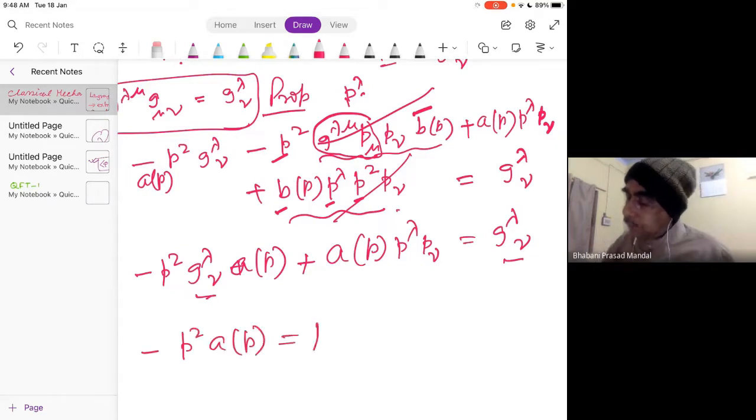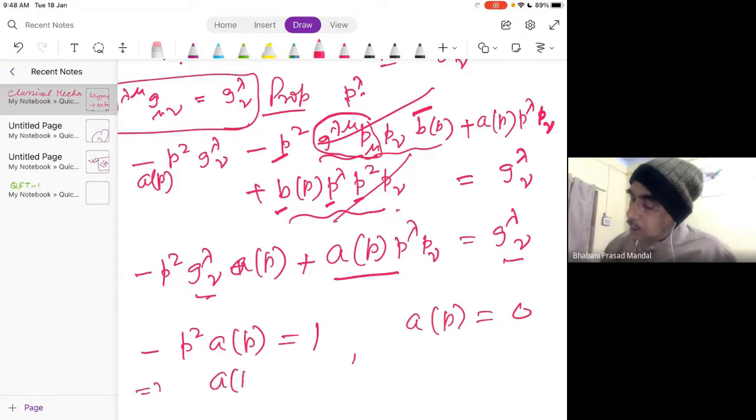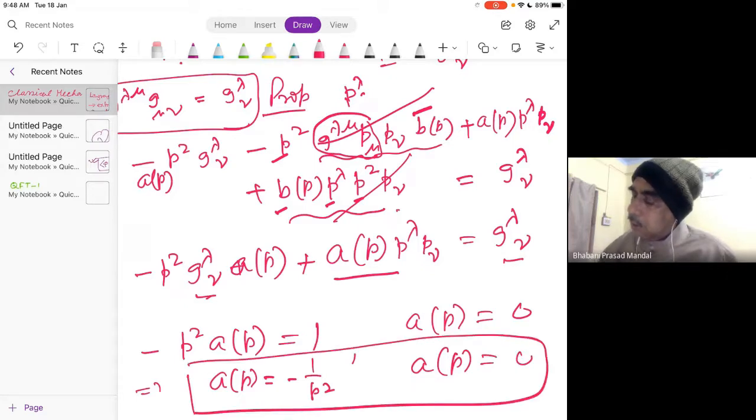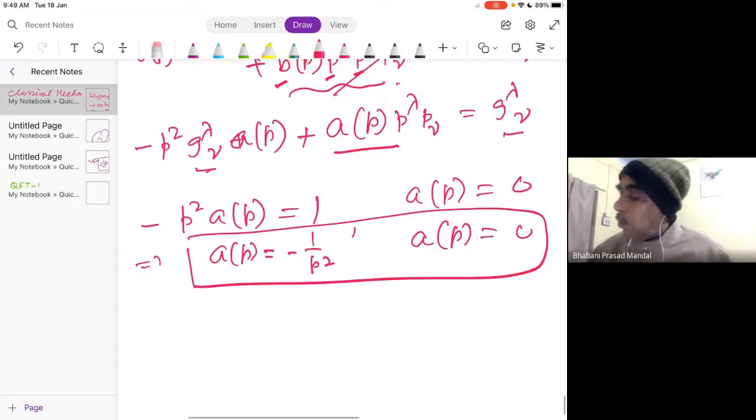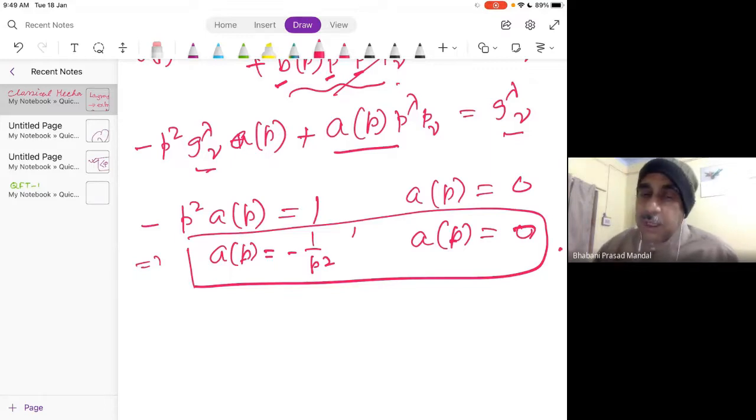should be 1 from here. And if I consider this term, there is no such term on the left-hand side with p lambda p nu, so a(p) should be 0. From here, a(p) is minus 1 over p square. From here, a(p) equals 0. So this is not acceptable. Comparing one term, I get a(p) equal to 0, and comparing another term, I get a(p) equal to minus 1 over p square. So this is wrong, impossible.